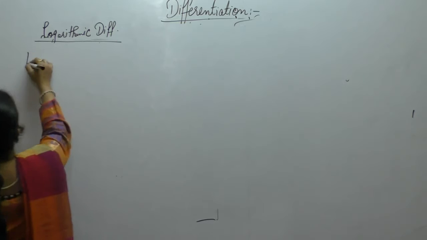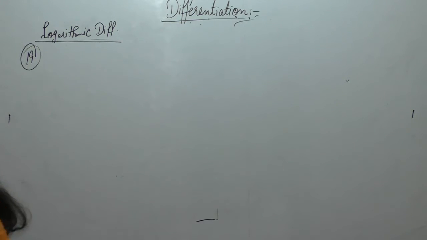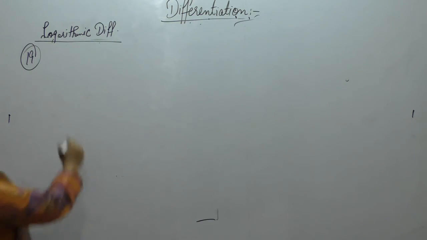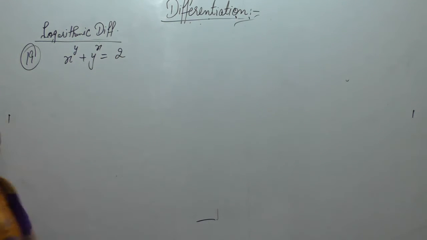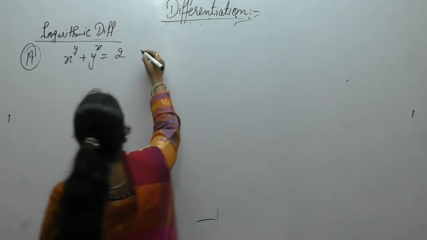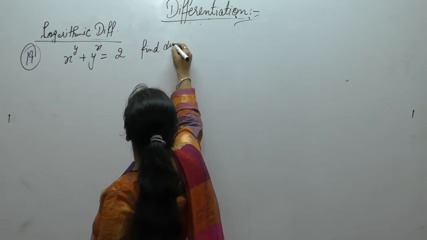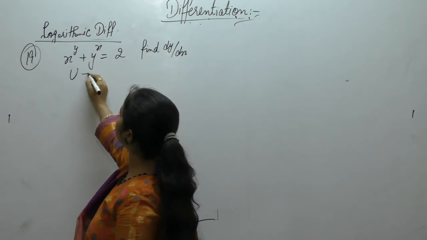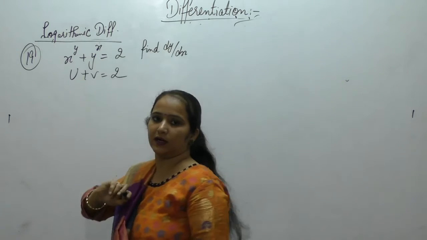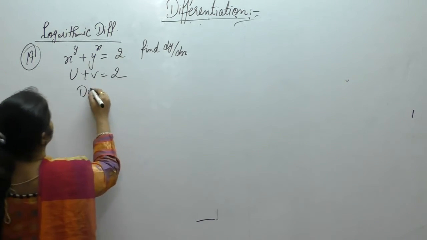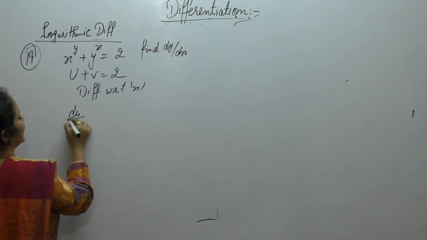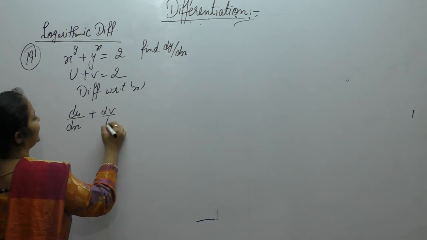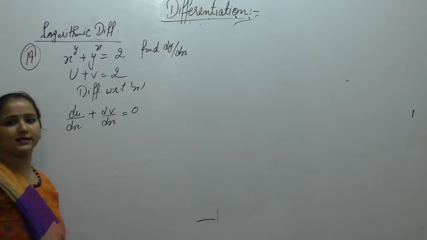Next is, if x power y plus y power x is equal to 2, find dy upon dx. Let this function be u and this be v. Differentiate with respect to x. du by dx plus dv by dx, derivative of 2 is 0.